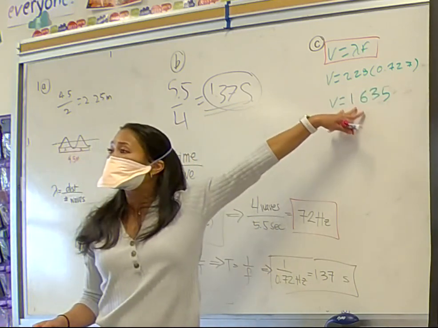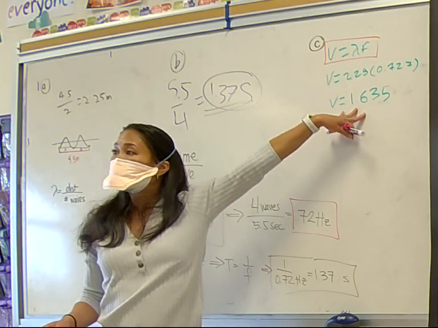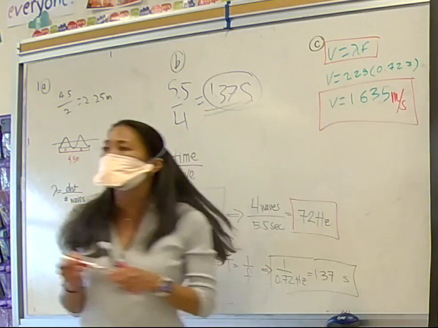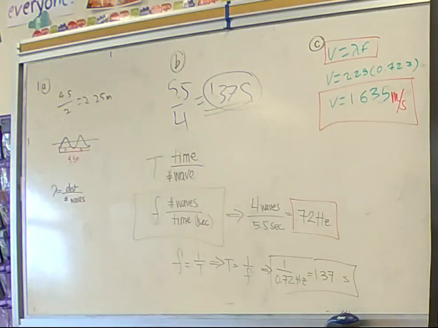So 0.72, multiply that together. What should my units be here? Meters per second. It's a speed value. Meters per second is your speed. Any questions?